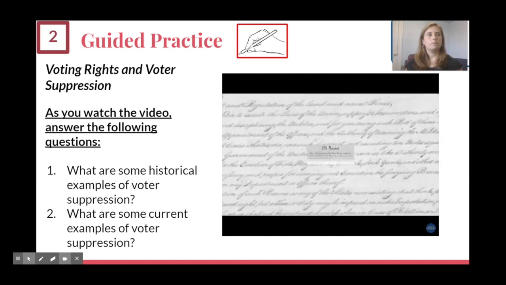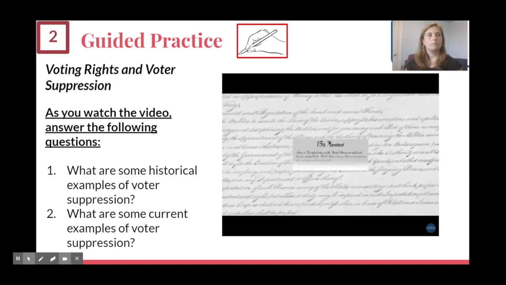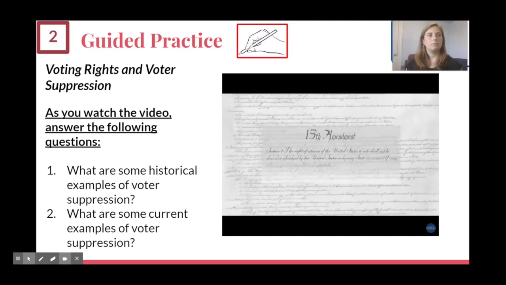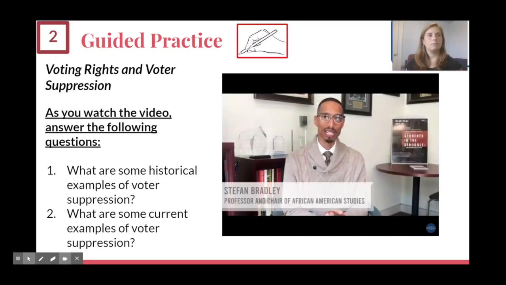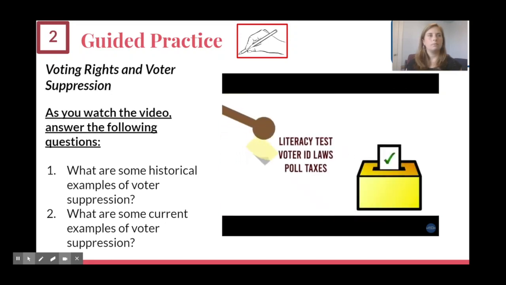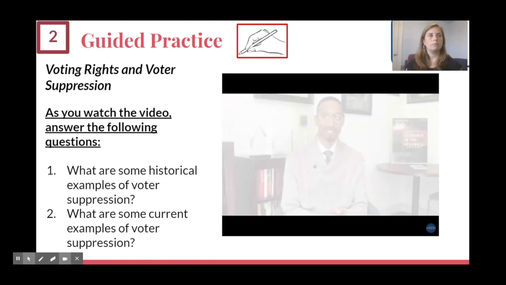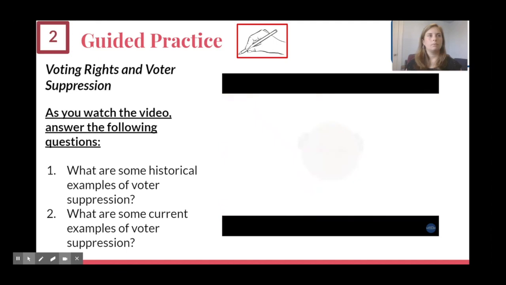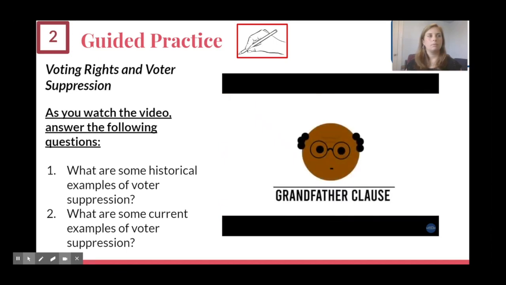The 15th Amendment made it clear that you couldn't deny somebody the right to vote based on their race, color, and previous condition of servitude. However, it didn't ensure the right to vote for all citizens. There were ways to keep people from participating in the democracy, and there's a number of different ways, all of them just insidious. But probably the most insidious of all of these was the grandfather clause.